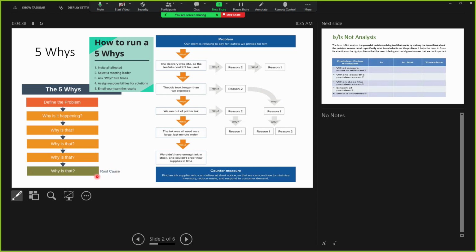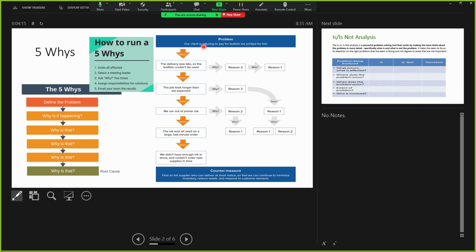Sometimes it might take a little more, or sometimes we might find a root cause at the 2nd why or 3rd why itself. But as per the PMI, 5 whys is the sufficient benchmark to ask to reach the root cause. So finally we are able to reach our root cause, and we know how to do the next steps, and as mentioned here, assigning the responsibilities and the solutions.